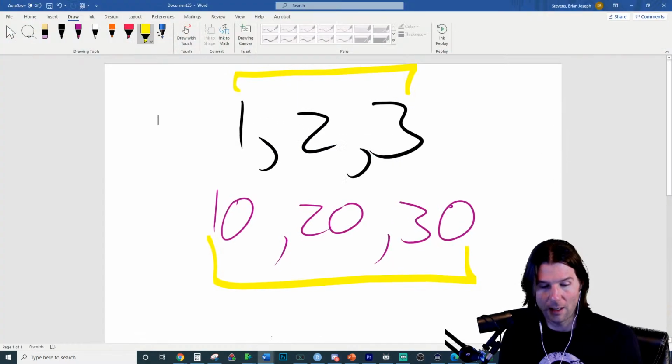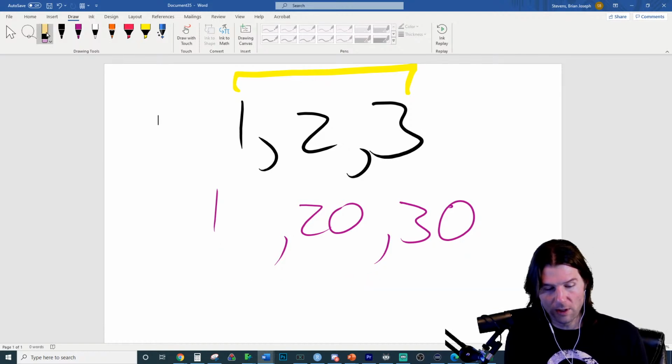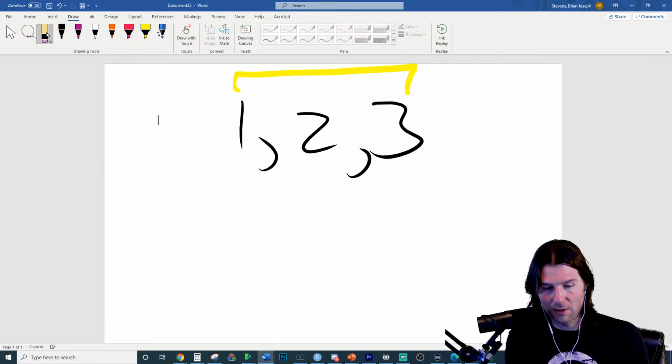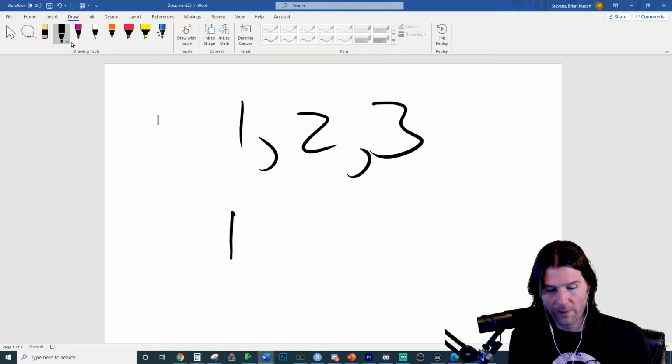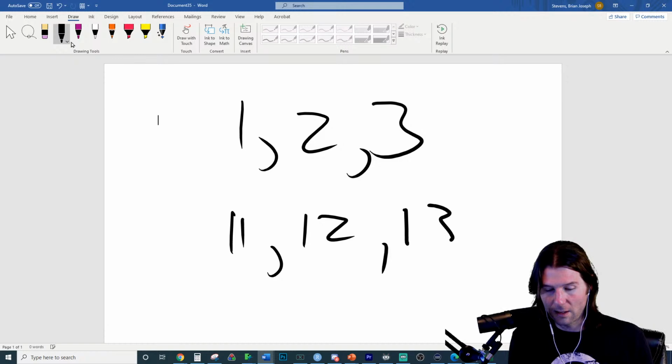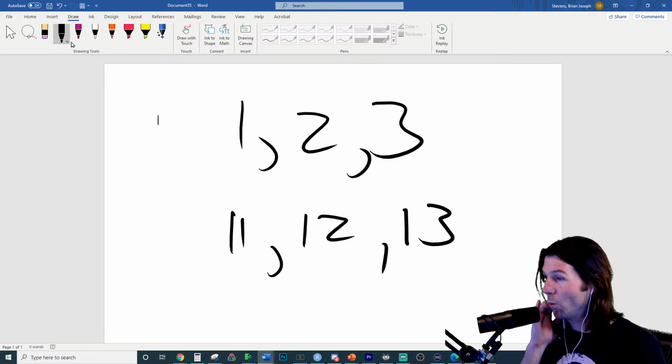So if I were to take this data here, 1, 2, 3, which is just a data set, and I'm going to add a constant to it. Now I'm going to add 10 to them. What looks like has not changed here, Ben? The what of the distribution.